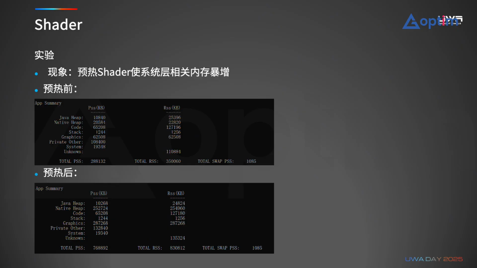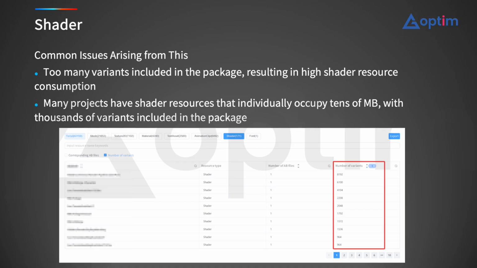This is the significant memory difference caused by shader pre-warming. After discussing the phenomenon, let's now look at the actual problems encountered in projects and their solutions. In practice, we find that in many projects, the root cause is that too many variants are included in the build. As a result, when loaded from the build into memory, the memory usage of the shader itself also becomes higher. We see many projects where a single shader can occupy tens of megabytes.